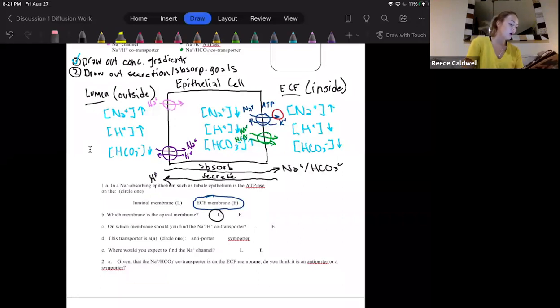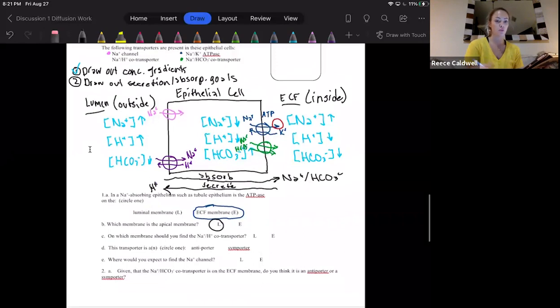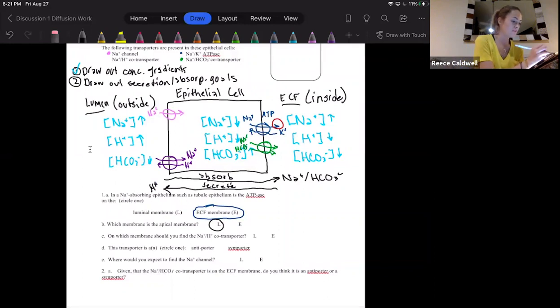C is saying, on which membrane should you find the sodium hydrogen co-transporter? So we can again look back up at our diagram using our colors. We can see that that sodium hydrogen co-transporter is on this side. So we can see that that is on the luminal side as well.